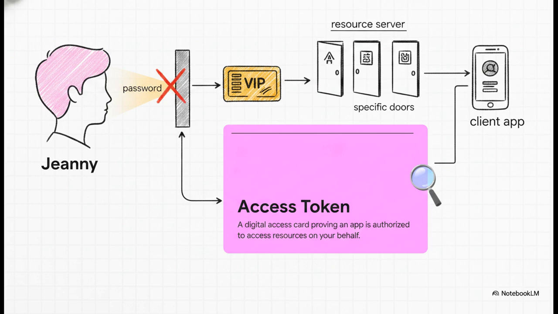A really critical concept here from the OAuth framework is something called scopes. This VIP badge doesn't just grant universal access to the entire building. The token contains specific scopes that strictly limit what the app can do. For example, the token might have a scope that says the app is allowed to read Jenny's shopping list, but absolutely under no circumstances is it allowed to delete her account or change her billing information. It's a precisely tuned permission slip.